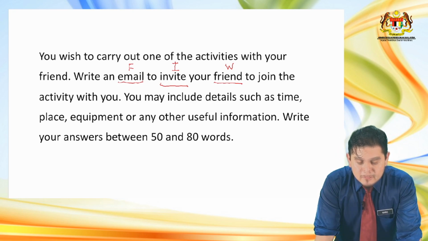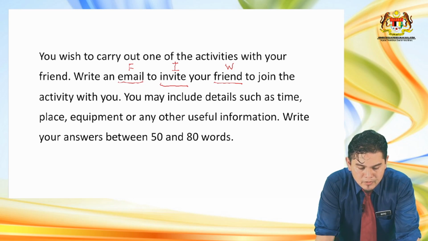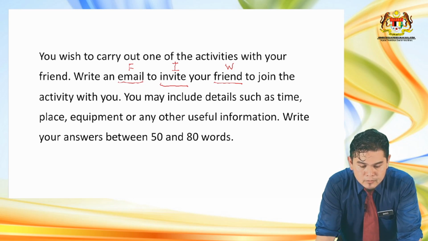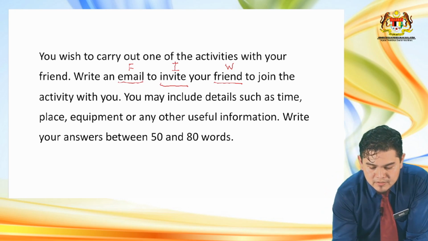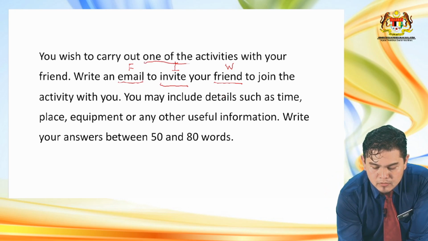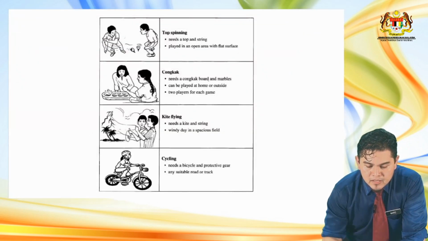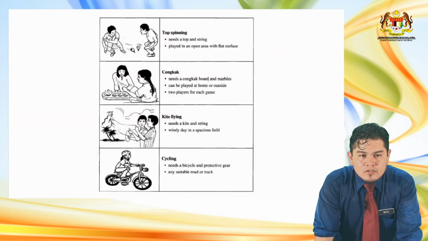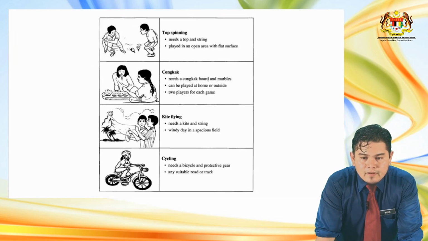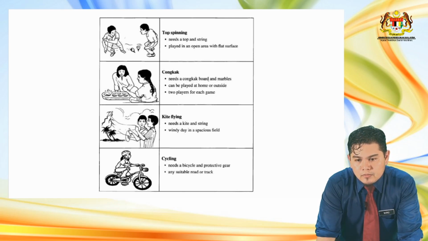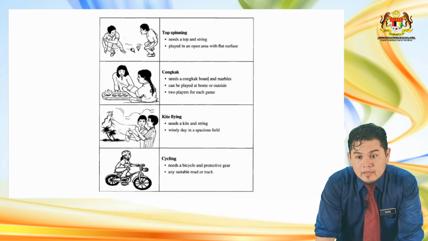Next is the point. How many points are we talking about here? The first point you have to be alert to would be one of the activities. Since we are only talking about one of the activities, you have to choose lah. You cannot choose top spinning, congkak, kite flying, cycling, semua benda kau nak bedal. Cannot. You have to choose only one. Since we're talking about only one, so only one. Satu.